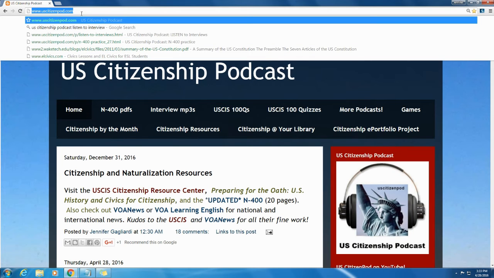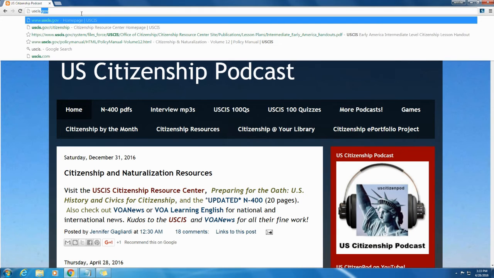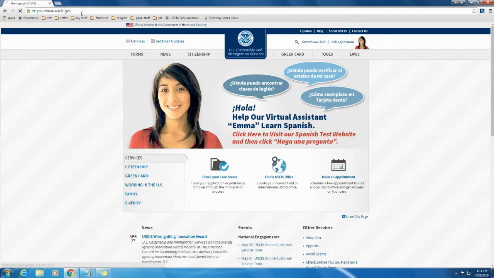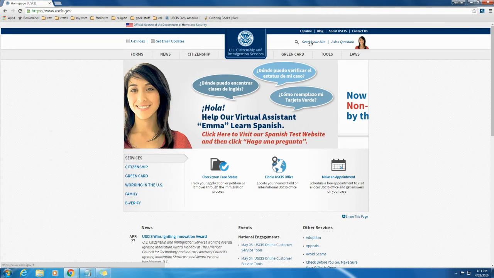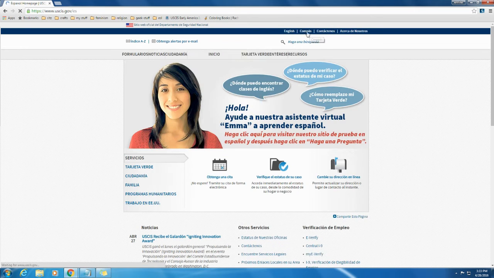What we need to do is go to the address bar. We can type in there uscis.gov, return. When we're here, we're going to be seeing several things. We can see the news bar right here. Of course, in the upper right-hand corner, the website is available in Spanish.